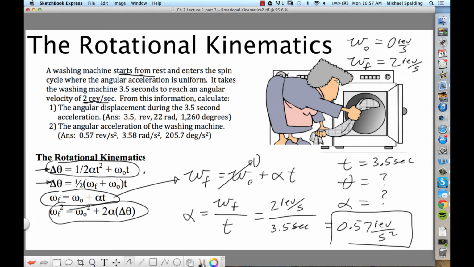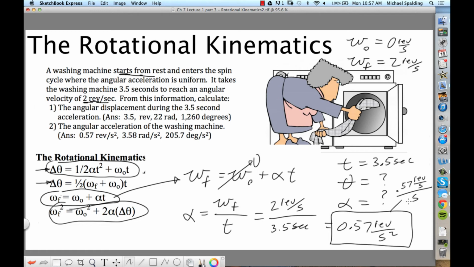What is revolution per second squared? Well, that means 0.57 revolutions per second every second. Every second, the washing machine is rotating 0.57 revolutions per second faster.